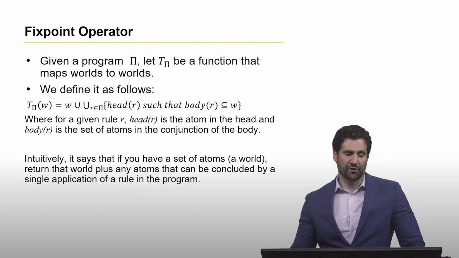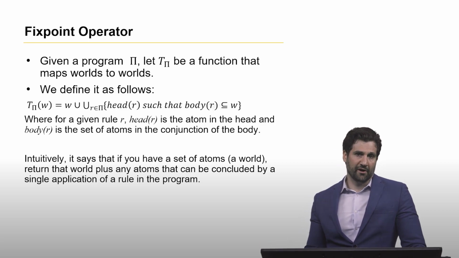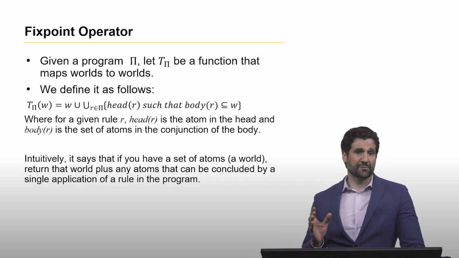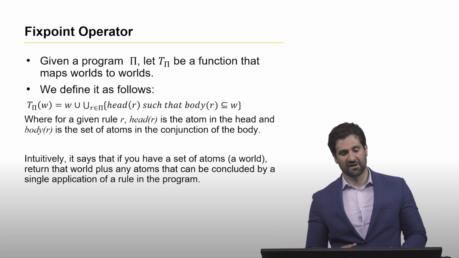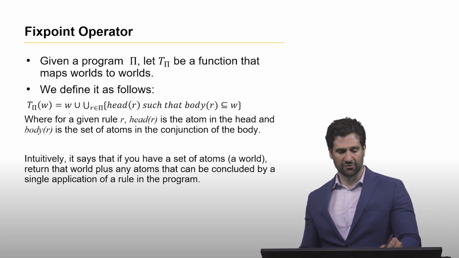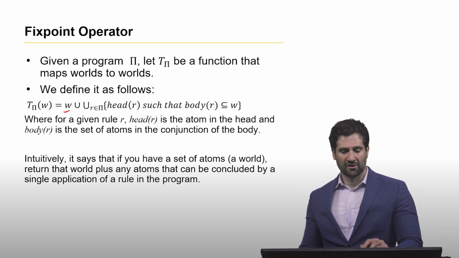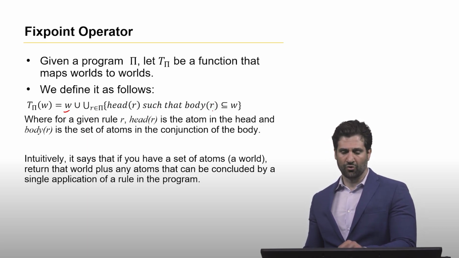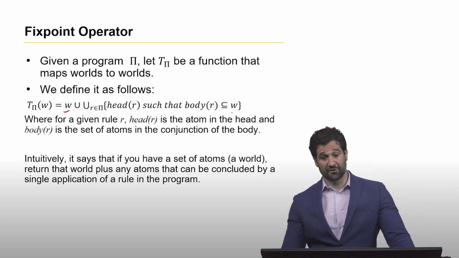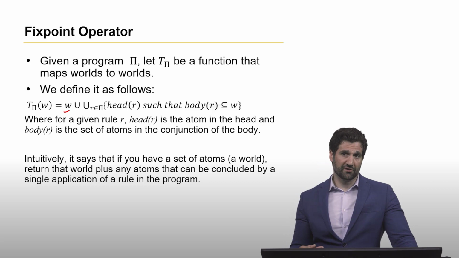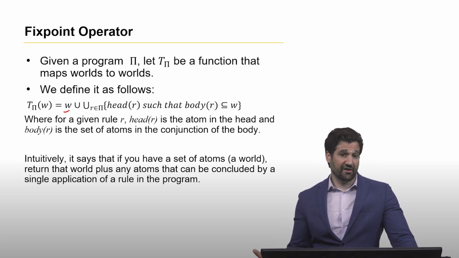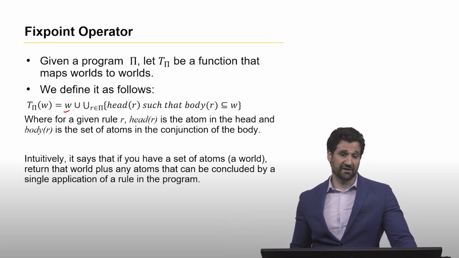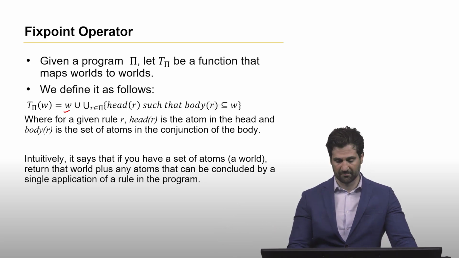So now we introduce the fixed point operator. Given a program pi, the function T pi is a function that maps worlds to worlds. Formally it's like this: T pi of w equals w unioned with all the rule heads such that the body of the rule is a subset of w. Intuitively, you could think of this as everything that was true plus anything that's true because the body is suddenly true. So those rules fire, we say.